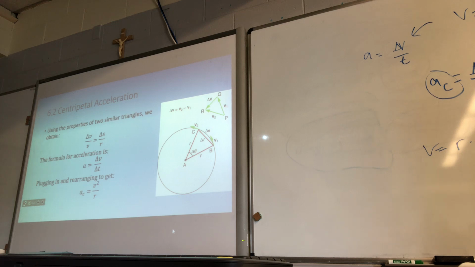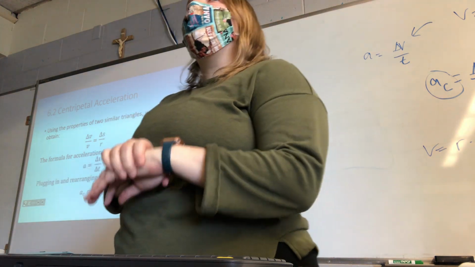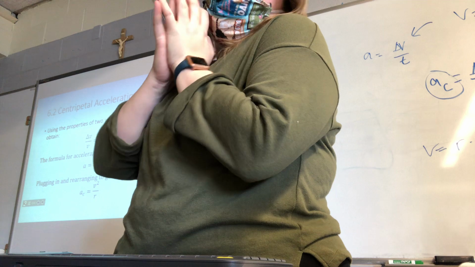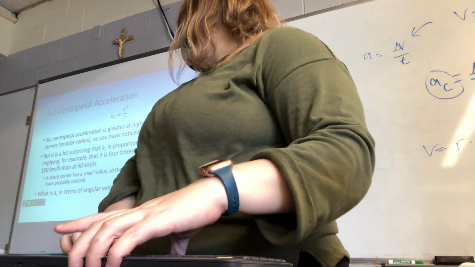So then what happens? We get R squared times W squared over R. When R cancels, A sub c can now be written as W squared times R, in the angular sense. Weird. Very weird. But remember, we're not actually dealing with the angular acceleration quite yet. We're still dealing in linear accelerations. I think that's exactly what they're going to do next.